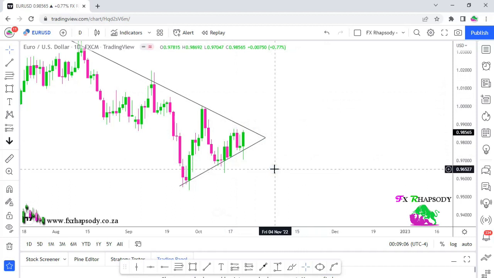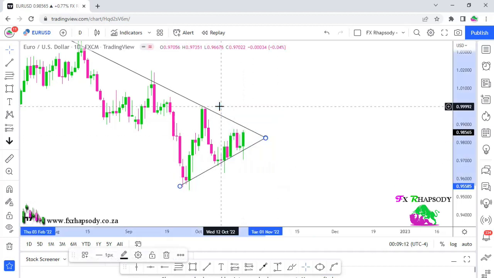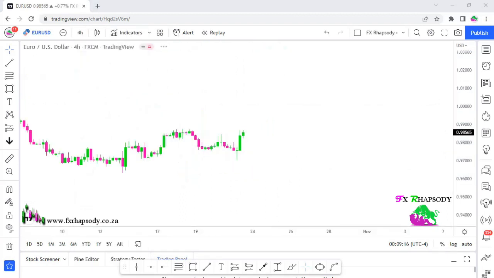Especially for those of you doing swing trading, just wait and see until there's any break of those trend lines. On a 4-hour time frame, let's have a look at what is happening.